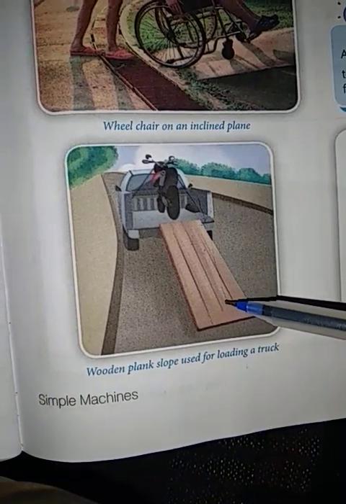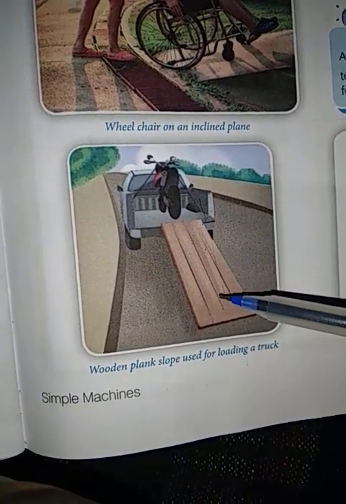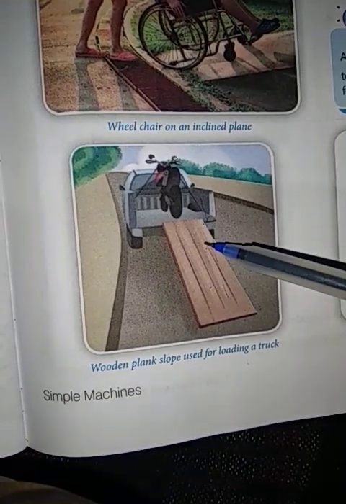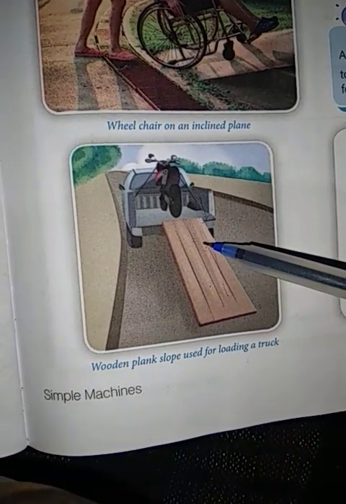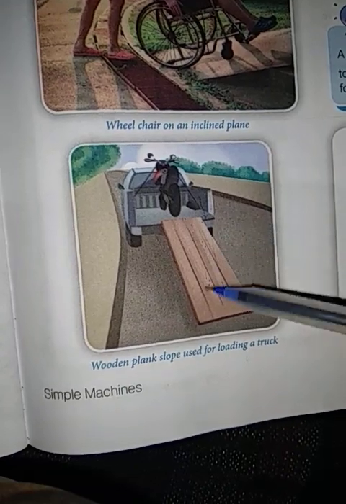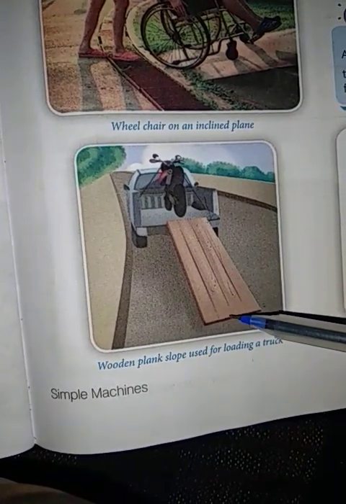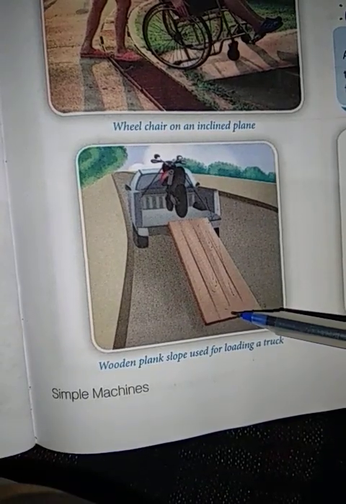Such a sloping surface is called an inclined plane. This wooden plank here acts as a sloping surface. It is also a simple machine as it makes our work easier.